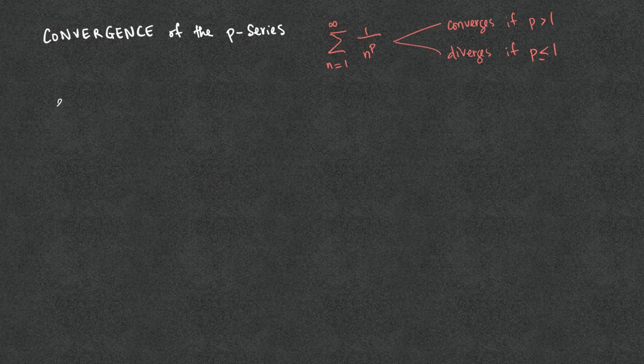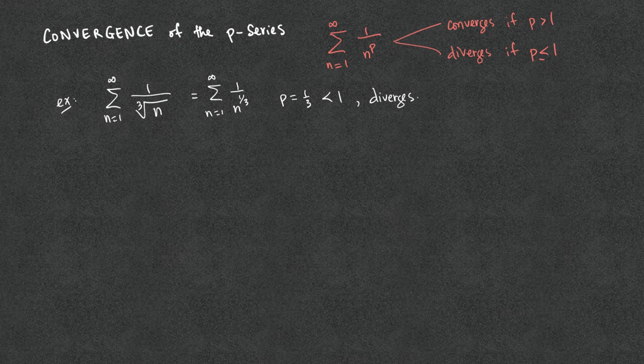For example, the series 1 over the cube root of n. It doesn't look like a p-series, but if we rewrite it, it is actually a p-series with p equals 1/3, which is less than 1, so the series diverges. The series 1 over n squared is a p-series with p equal to 2, which is more than 1, so the series converges.